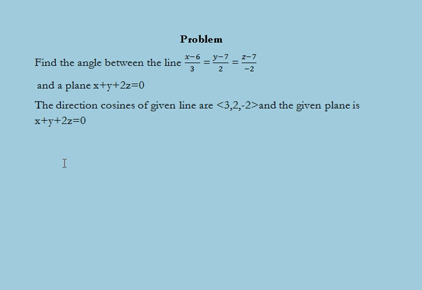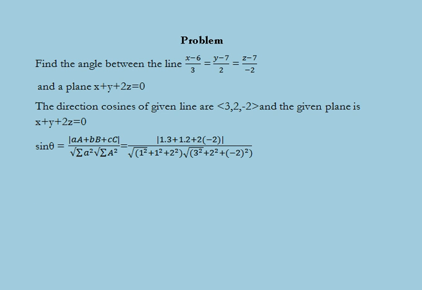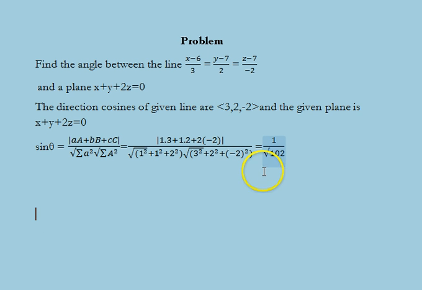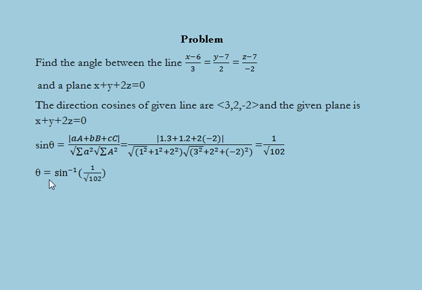Now, if theta is the angle between the line and the plane, then sine theta is equal to the modulus of aa plus bb plus cc divided by root of summation of a square into root of summation of a square, which is equal to mod of 1 into 3 plus 1 into 2 plus 2 into minus 2 whole divided by root of 1 square plus 1 square plus 2 square into root of 3 square plus 2 square plus minus 2 square. This is equal to 1 divided by root of 102. And thus the angle between the given line and the plane is theta, which is equal to sine inverse of 1 divided by root of 102. Thus we have evaluated the value of the angle between the given line and the plane.